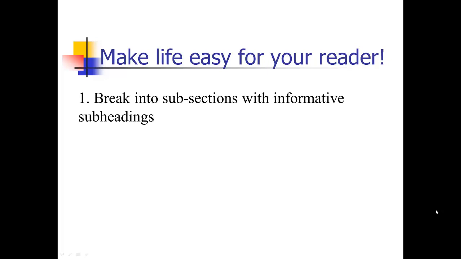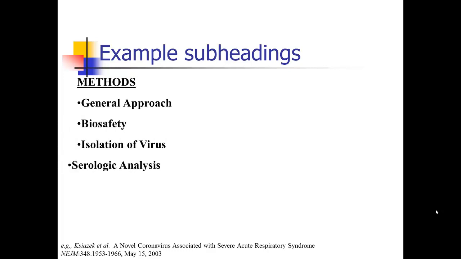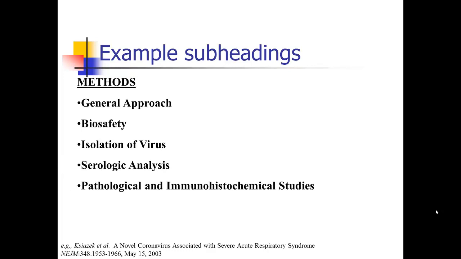One way to help your reader with that is to break your methods section into subsections with informative subheadings. I'll give you some example sets of subheadings from different papers I pulled out. This one was a paper on viruses, and they had a general approach, biosafety, isolation of the virus, serologic analysis, pathological and immunohistochemical studies, molecular analyses. So it had information for each of those. And again, depending on what type of study you're doing, what scientific discipline you're coming from, of course, those subheadings are going to vary, but just to give you a couple of examples.